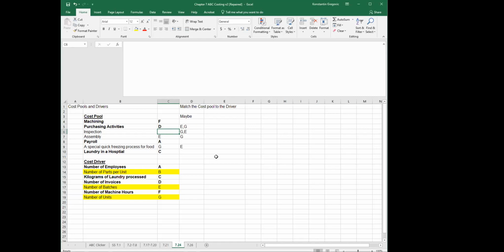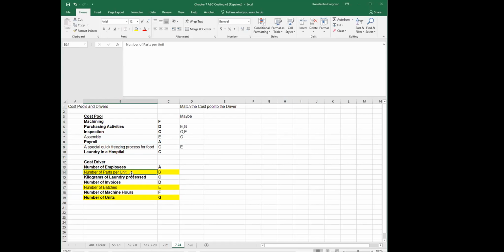I think G would be best. I've got one more G. And then chat says G. So let's go with G. So G is, let's fill that up. So we're left with assembly and quick freezing process.